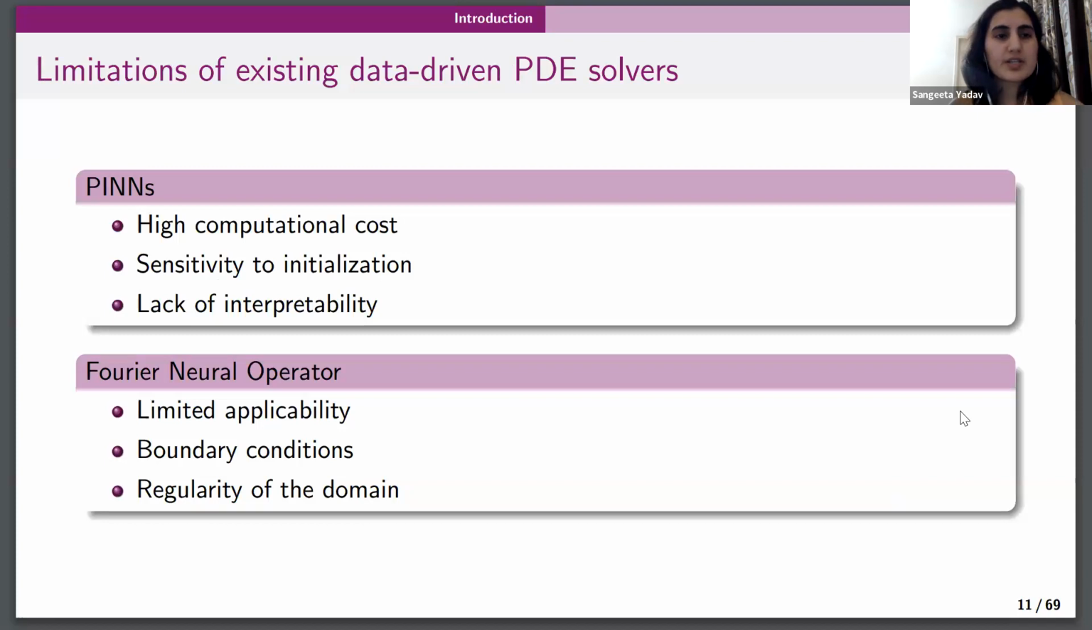Okay, as I already mentioned, these data-driven PDE solvers also have their own limitations on SPD. First of all, they have high computational cost because the computational cost scales with the number of collocation points in the domain. And second, they are sensitive to initialization, and they also lack interpretability for less regular solutions. And similarly, Fourier neural operator also has its own limitations.